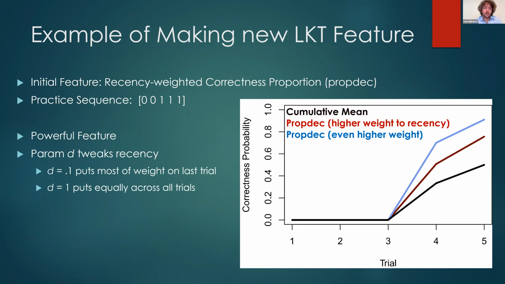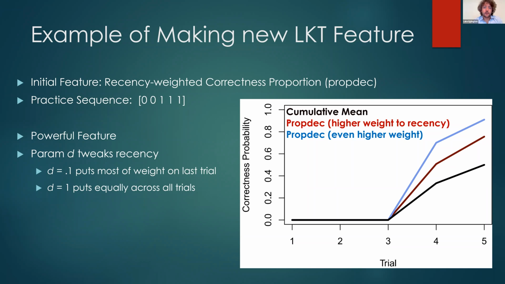So recency weighted proportional decay, or PropDec in LKT, is basically a recency weighted moving average that helps track student knowledge states. Just as an example here, we have a practice sequence where a student is initially incorrect a couple of times, those two zeros there, and then starts to be correct three times in a row, implying that there's been a change in their comprehension of the material.